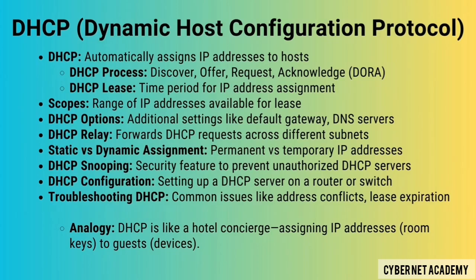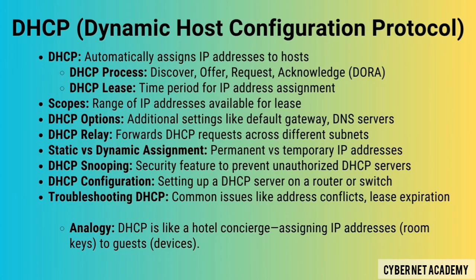DHCP automatically assigns IP addresses and other network configuration parameters to devices on a network. The DHCP process follows 4 steps, often remembered as DORA: discover, offer, request, and acknowledge. A client broadcasts a discover message, available DHCP servers respond with offers, the client requests a specific offer, and the chosen server acknowledges and provides the IP configuration.